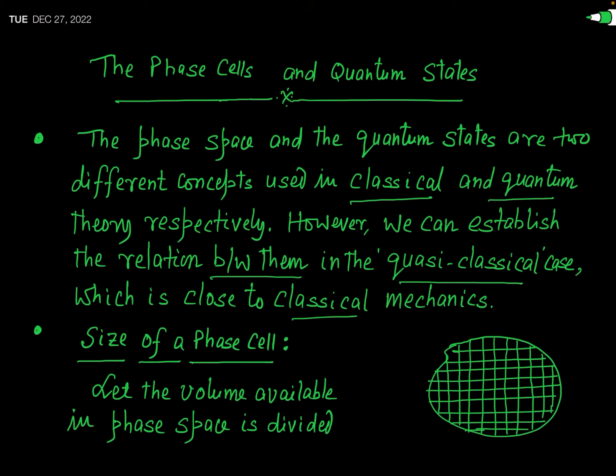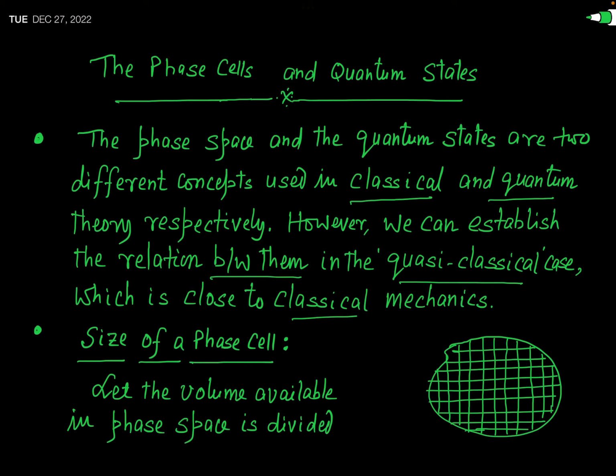So what are called phase cells in statistical physics will be called quantum states in quantum statistical mechanics. Now, first of all, you have to know what should be the minimum size of a phase cell. To get the value of the minimum size or minimum volume of a phase cell in phase space, first of all we will talk about the size of the phase cell, and after that we will see what should be the minimum value of the phase cell.